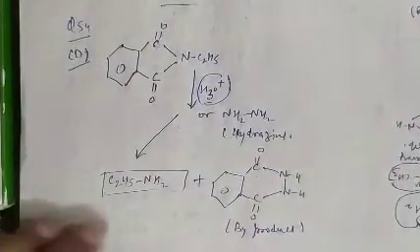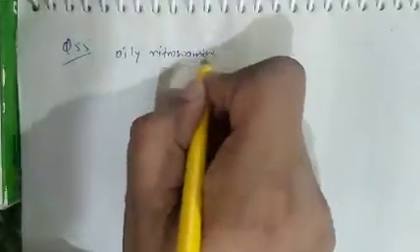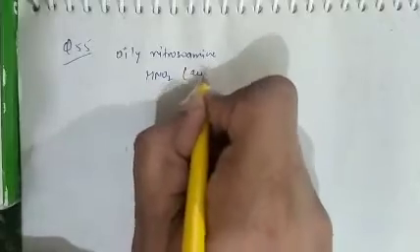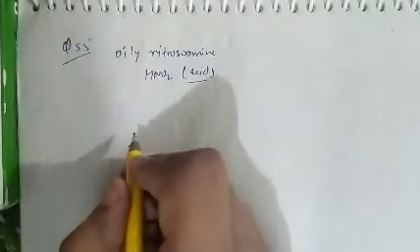See question number 55. Question number 55 asks for the compound which gives an oily nitrosamine on reaction with nitrous acid. This is nitrous acid at low temperature.